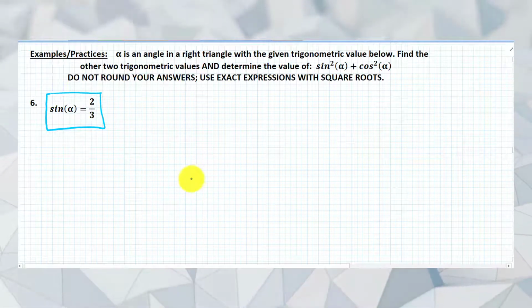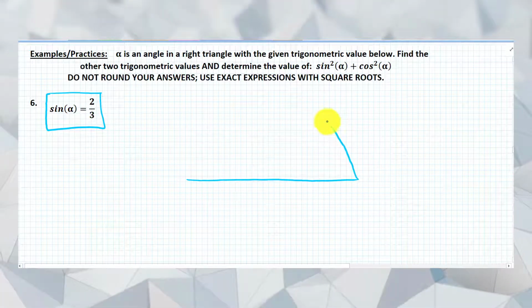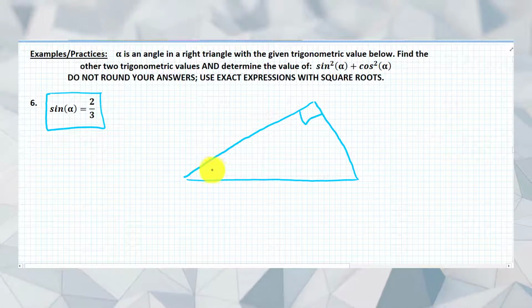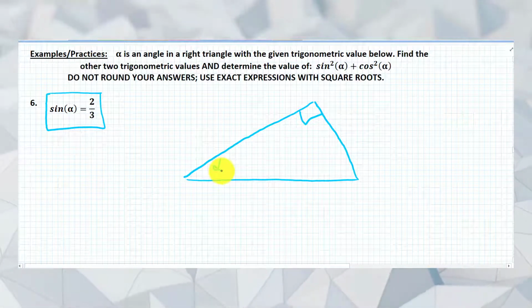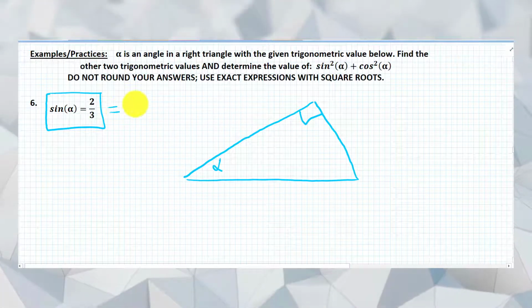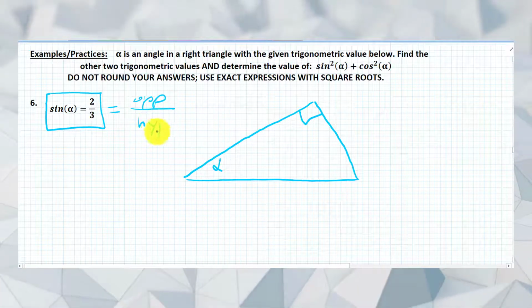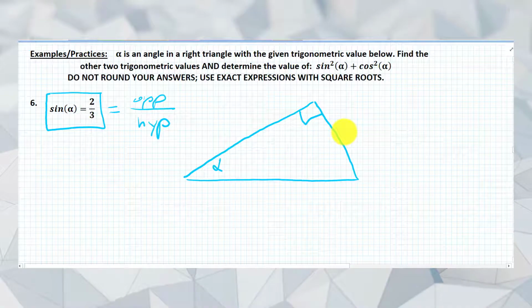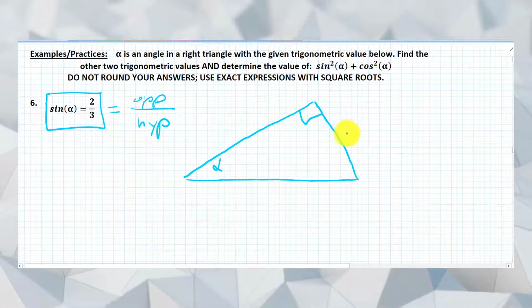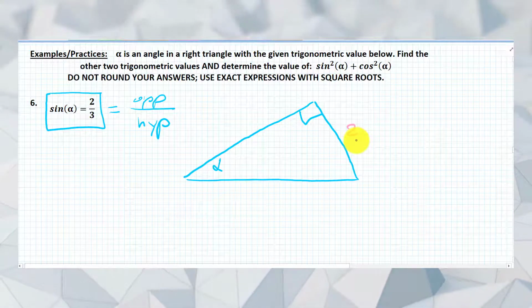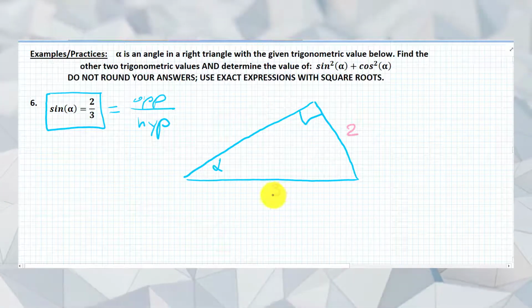Well, I need a right triangle, right? So let's draw a right triangle quickly right here. Here we go. This is going to be my right triangle. My right angle is going to be right here. And I'm going to put my angle alpha here. What is the sine of alpha? The sine of alpha is the opposite of the angle alpha divided by the hypotenuse, right? This is the opposite. So I'm going to say that this length right here is 2, okay? And I'm also going to say that the length of the hypotenuse is 3.